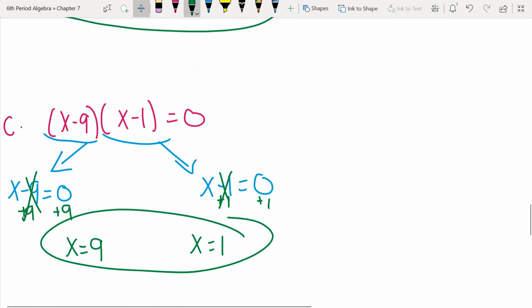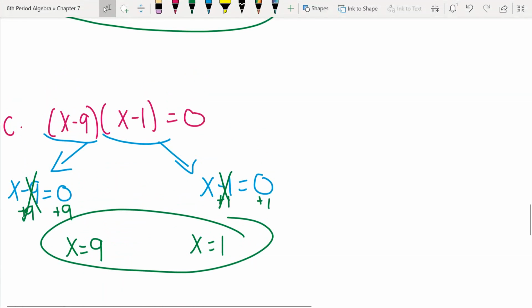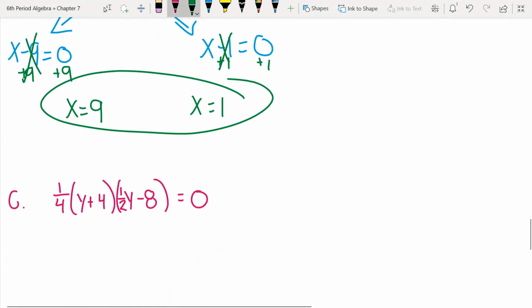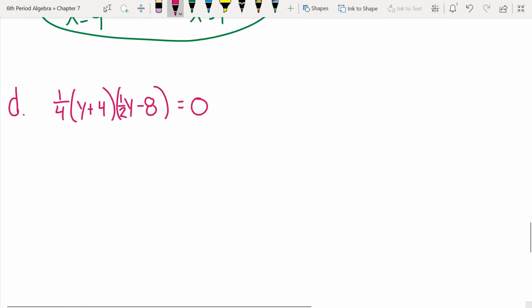And I'm hoping you're starting to see this is actually pretty easy. And in some way, shape, or form in the future, all of our questions will come back down to this section. Isn't that neat? Okay, I just have one more. This is D, and I wanted to show you one that looked a little ugly.